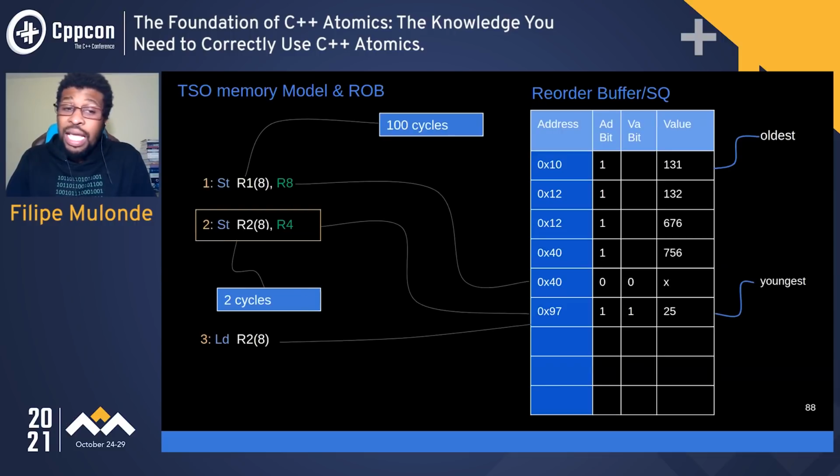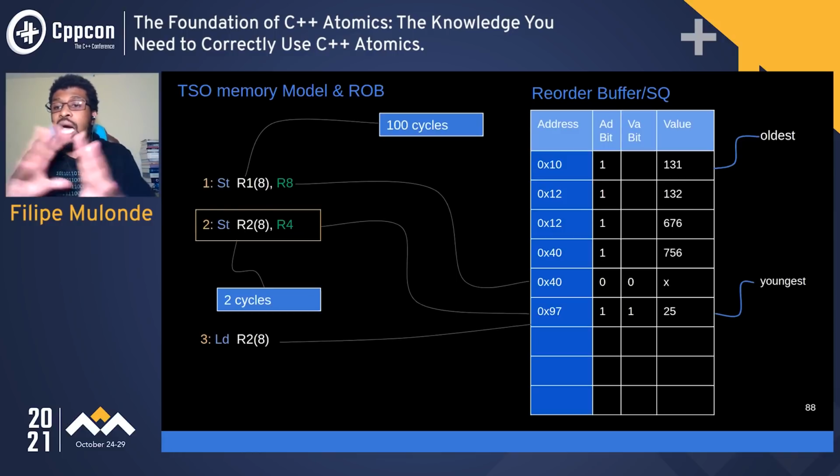And this entry becomes the youngest. Computing the address of this store only takes 2 cycles. And the value that we'll be writing in that address is ready, right? It was already produced by another instruction that already completed. And we update the reorder buffer entry of this instruction by setting the address bit to 1 and the value bit to 1, because both the address and the value are ready. And the value in this case is 25.